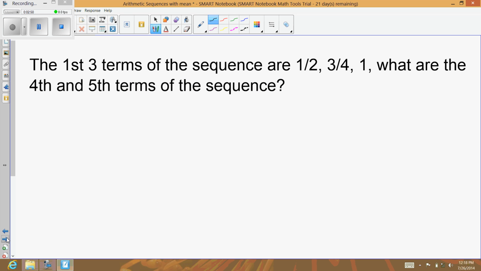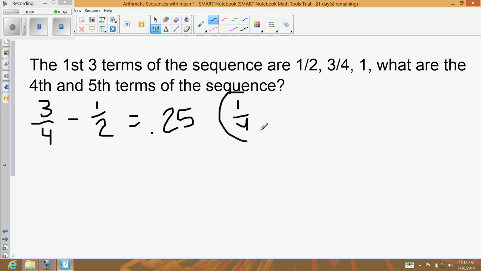Now here, the first 3 terms of the sequence are 1/2, 3/4, and 1. What are the 4th and 5th terms of the sequence? On this one, all you have to do is figure out the common difference. If you don't remember how to figure it out, you can take 3/4 minus 1/2 in your calculator. So 3 divided by 4, you can use that special alpha y equals function on the TI-84s, minus 1 divided by 2. You get 0.25, which you can convert with math enter twice on your calculator, and it tells you that it's 1/4. That's your common difference. That is what D is equal to.